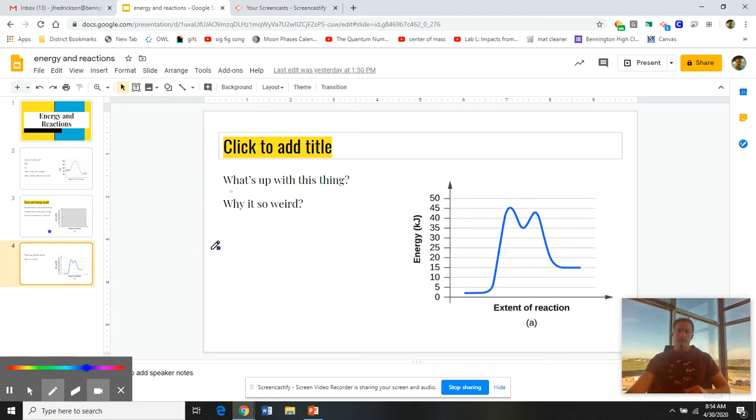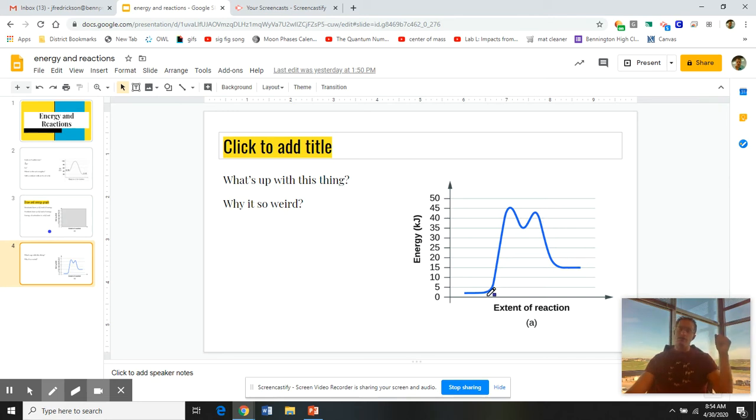Okay, so this is kind of a different one I just wanted to show you. Notice there's two bumps. So this is what we call a stepwise reaction. This reaction has multiple steps. You have your reactants, you have a transition state, you have what we call an intermediate. That's a thing that you form in the middle, but then it doesn't stick around until the end. And then you form a new transition state, and then your products. So it's a multi-step reaction.